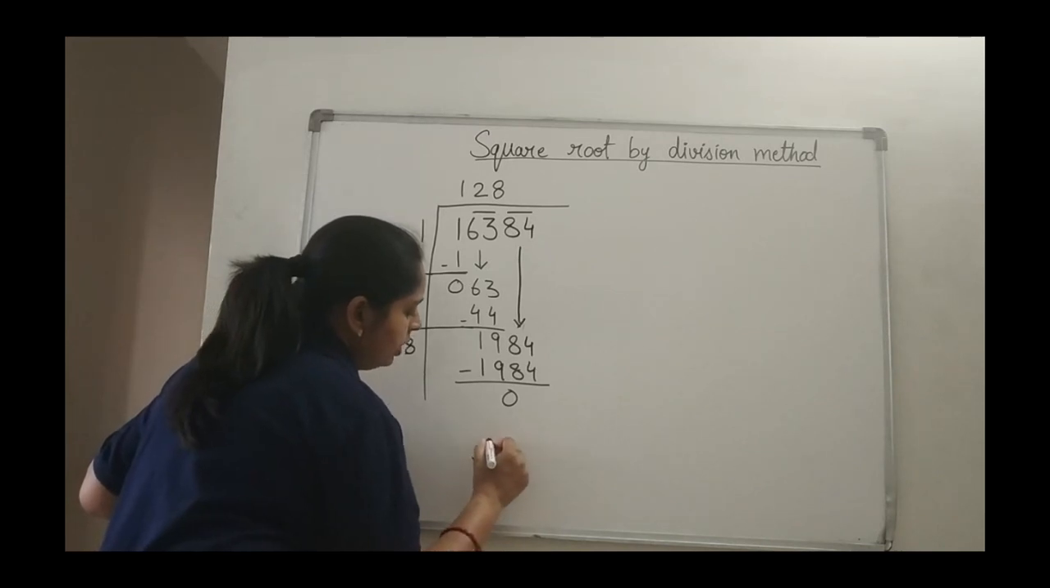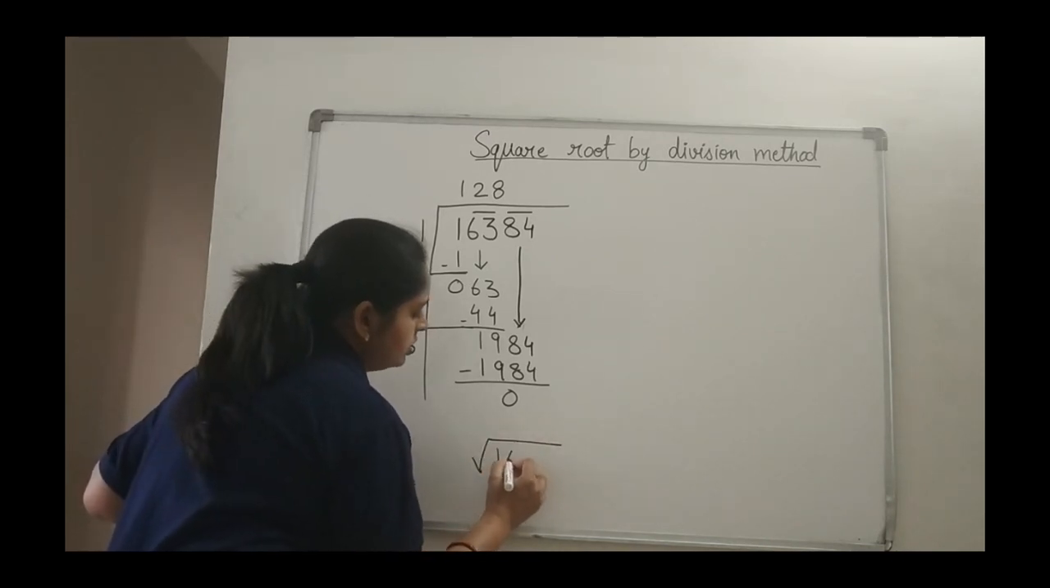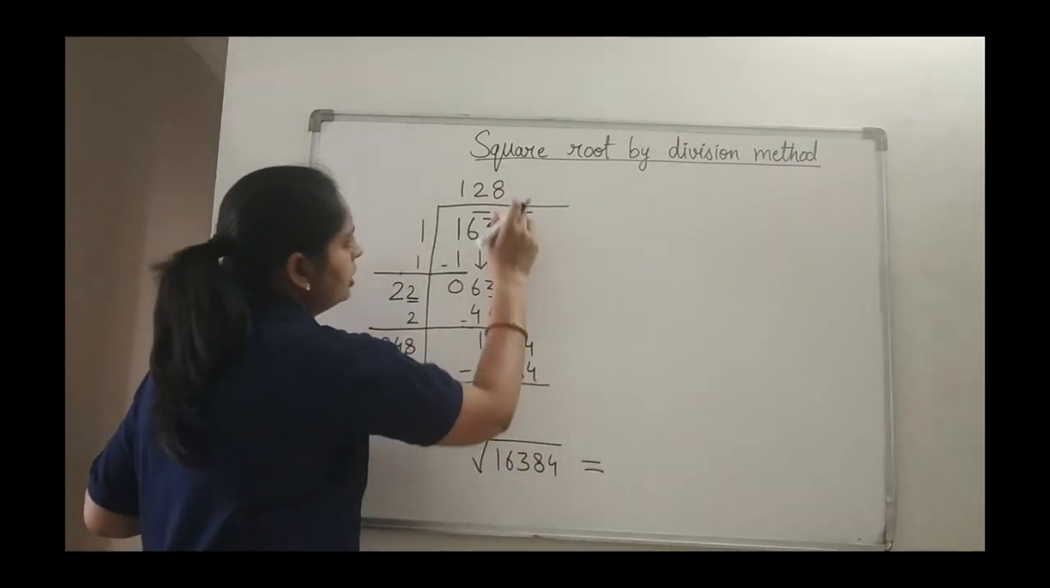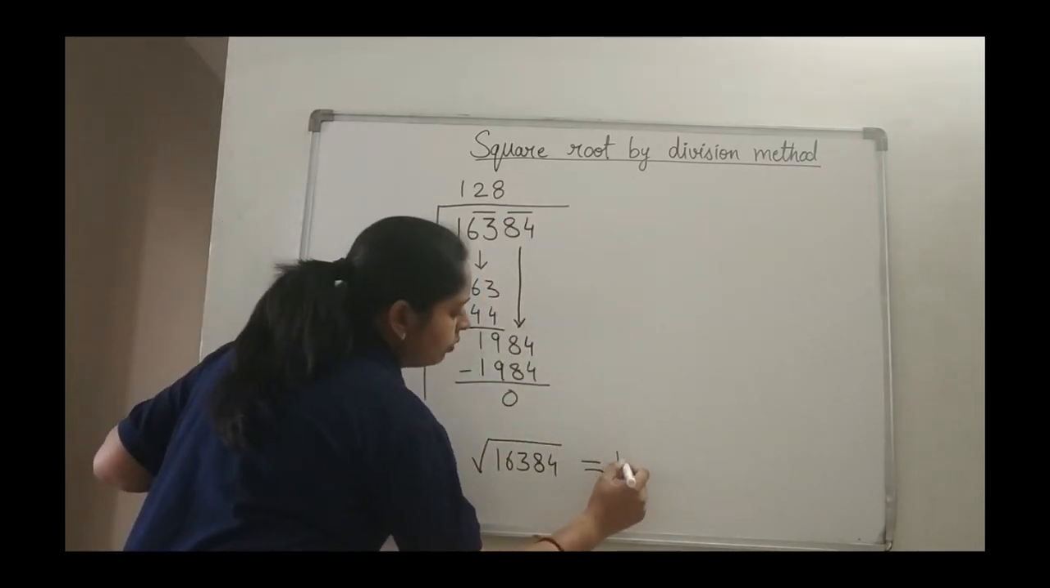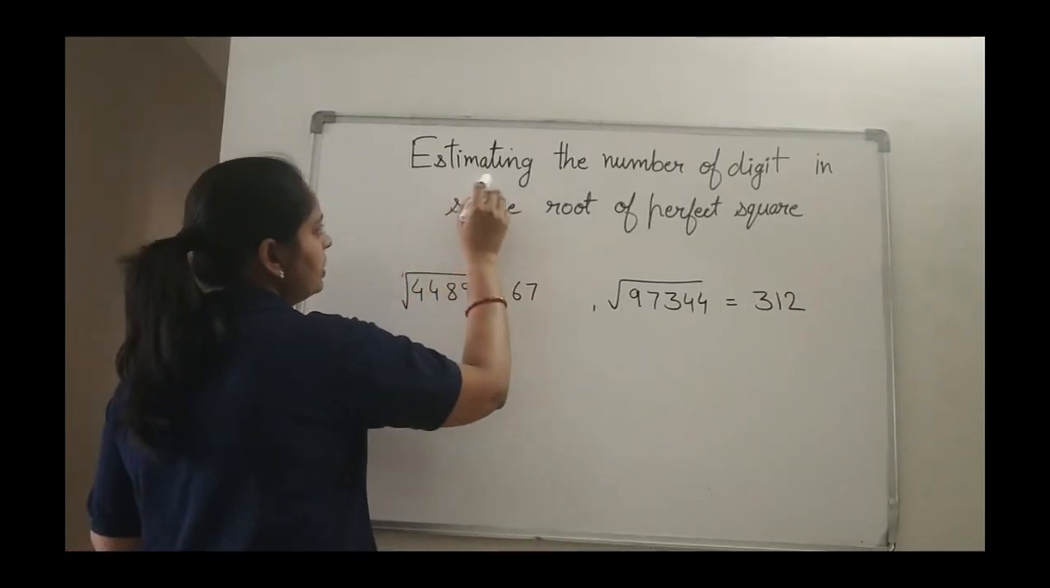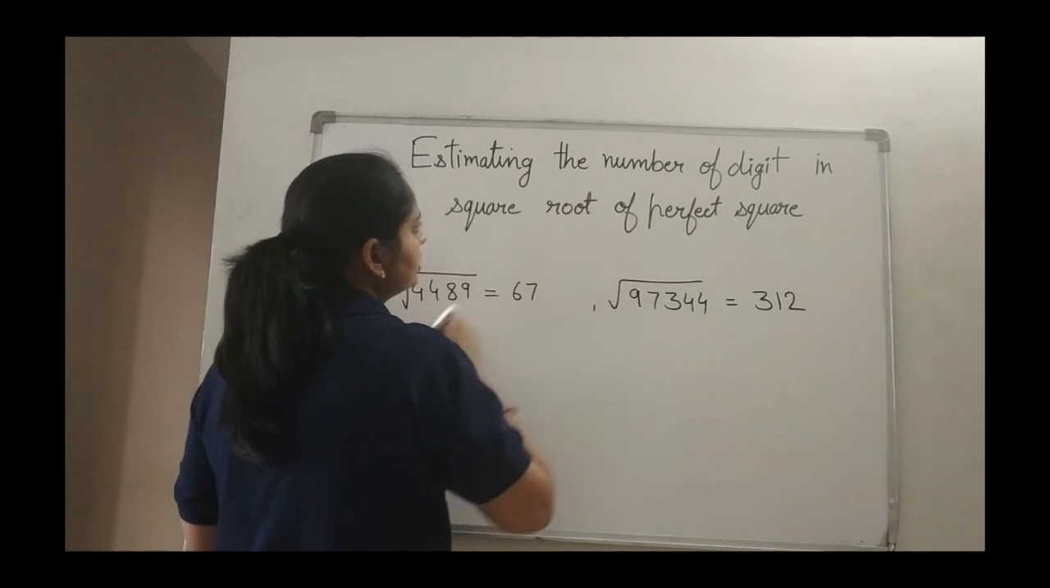Okay. So square root of 16384 is equal to how much? Whatever number I am getting here, that is 128. Okay. Now next is estimating the number of digits.